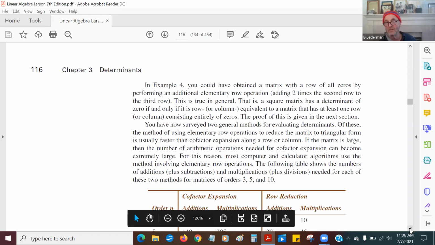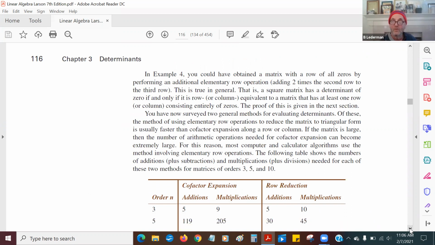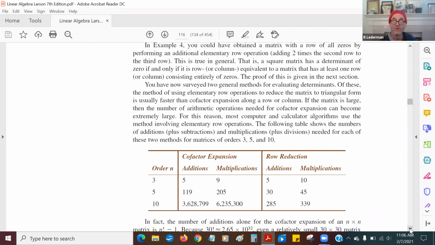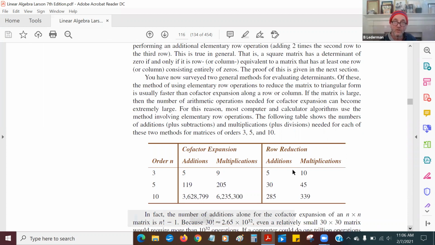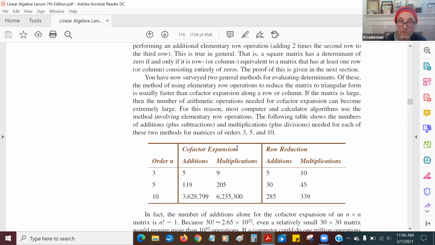Now, a lot of you may be saying, "Well, who cares? Easier, schmeezy. Who cares? I'm going to use calculators and computers and do all this." Well, even for calculators and computers, easy makes a difference. Look over here. If you have a 3 by 3 determinant and I want to do it with the cofactor expansion that we learned in 3.1, it's going to involve 5 additions and 9 multiplications. If I do it with row reduction, which is what we're learning now in 3.2, it's going to be 5 additions, 10 multiplications. Oh, it's actually going to take an extra step.